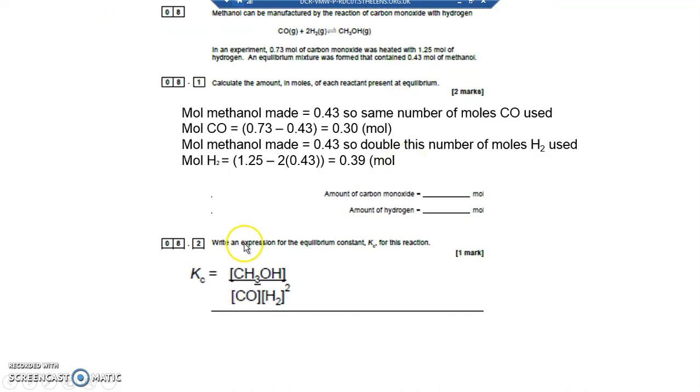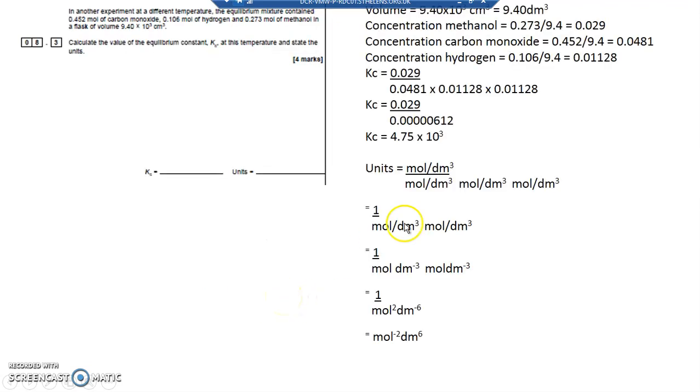Well, let's have a look at the units here. So units of concentration are moles divided by decimeter cubed. I've got one concentration on the top and I've got 1, 2, 3 concentrations, because this concentration is squared, 3 concentrations on the bottom. So if I put those into my units, moles divided by volume in decimeter cubed, 1 on the top, 1, 2, 3 on the bottom.